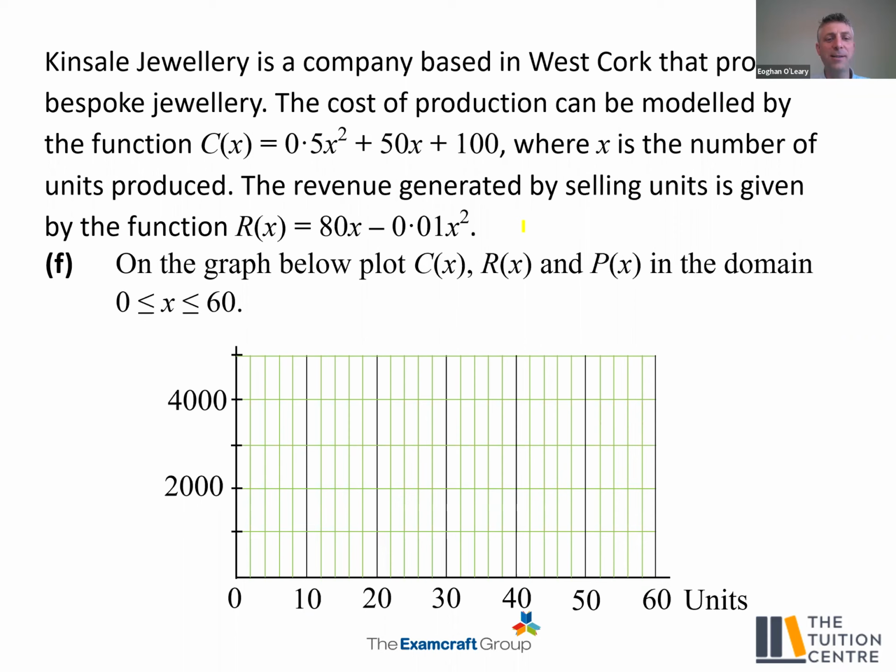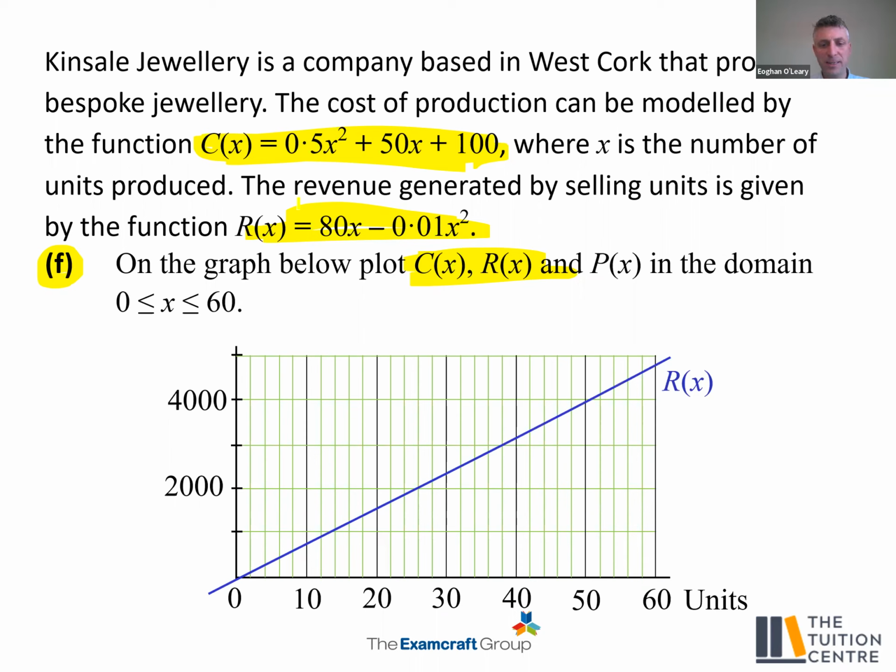Oftentimes, it can be a good idea to start off, in this case, even with the very last part of the question, and to plot your C of x and R of x at the very start, because it gives you a visual image of it. Now, those of you with the Casio calculators can use mode 3, or the new Sharp can use mode 2 and plot these functions, with steps of 10. Your revenue function looks like that. It looks like a straight line.